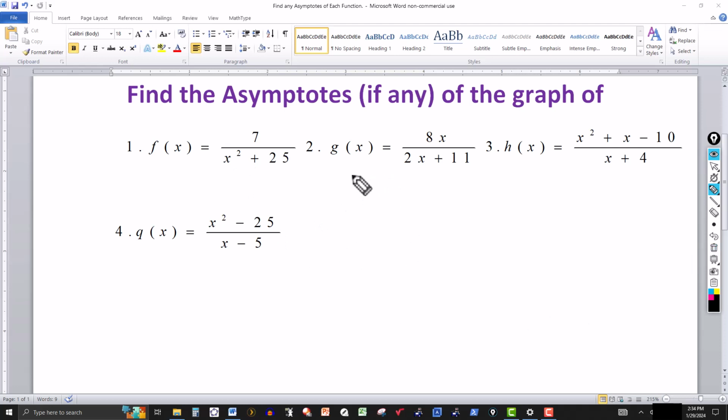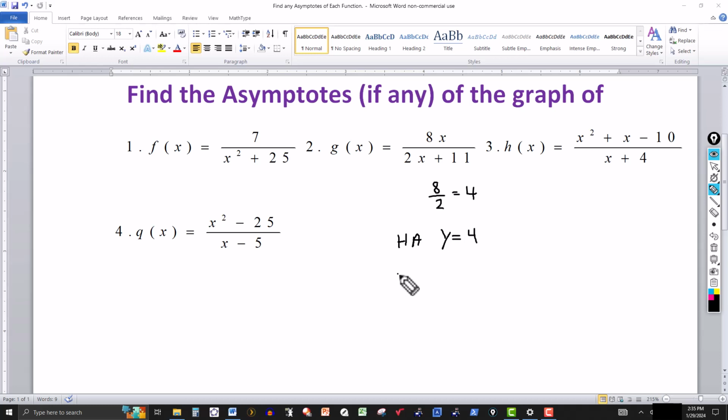Now for the second one, the degree of the numerator is 1. The degree of the denominator is 1. Those have the same degree. Then you simply take the coefficient on top, that is 8, over the coefficient of the lead term in the denominator, that's 2. And that's going to give us 4. So the equation of the horizontal asymptote would be y equal to 4.